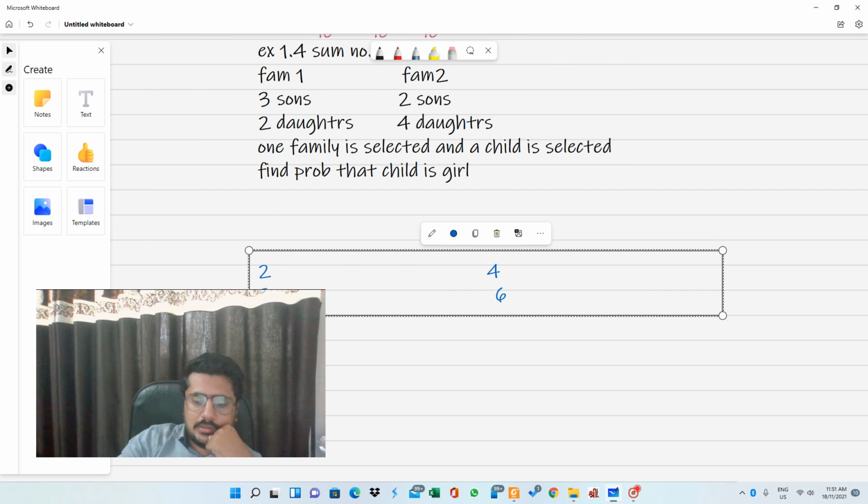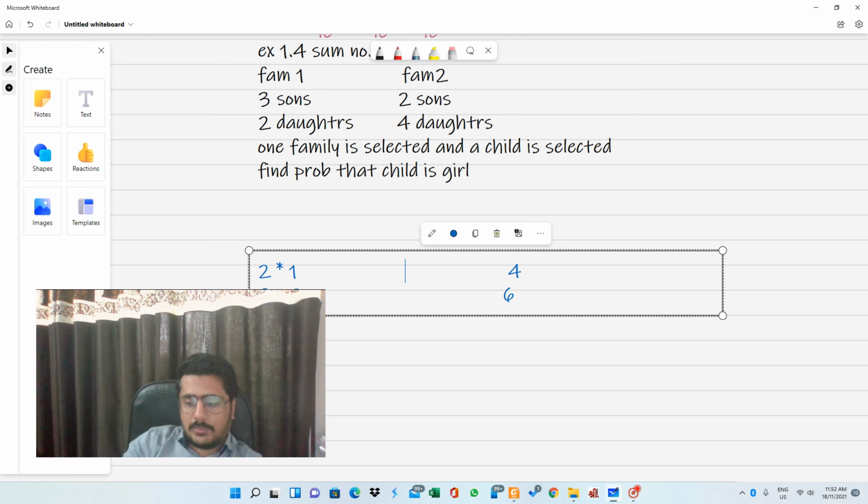Now, this 2 by 5 is that the girl child is from the first family. But what is the guarantee that you are selecting the first family? There are two families, so the selection of the first family has a probability 1 by 2. See, 2 by 5 is the probability for selecting a daughter from family 1. The probability of family 1 being selected is 1 by 2, because there are two possibilities. First of all, you have to select family 1 by 2, and from that family, you have to select the daughter 2 by 5, or you can say 4 by 6.